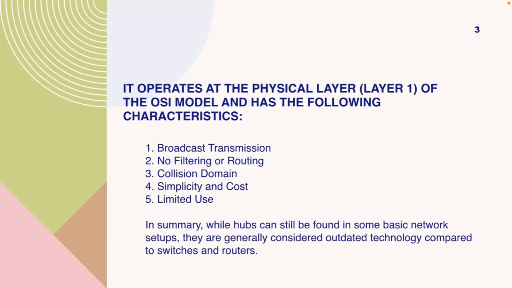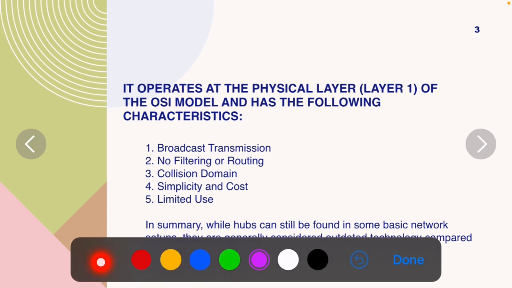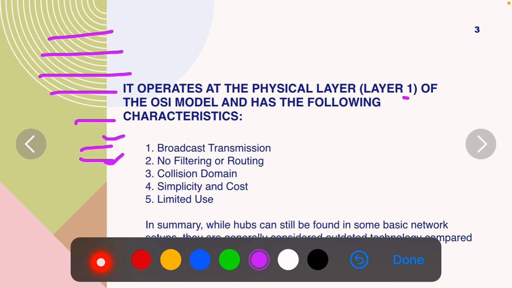Next, it operates at the physical layer, that is layer 1. A total of 7 layers are present in the OSI reference model. The first one is the physical layer, then the data link layer, network layer, transport layer, session layer, presentation layer and application layer. So at the lowest level, that is the first layer from the bottom, the physical layer, hub is working. So what are the characteristics of the hub in the OSI model?